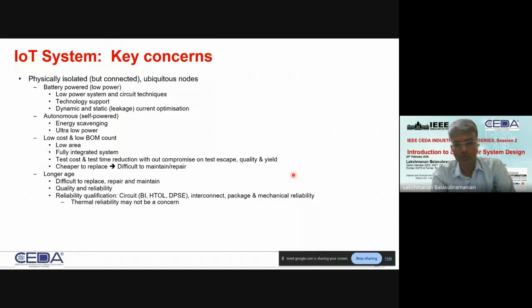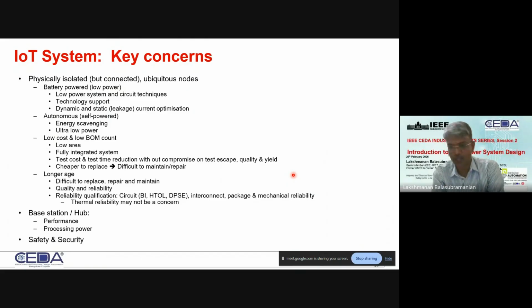Of course, there are things about quality, reliability, and stuff like that. And whenever additional things are happening, all of this has to be tested, so the complexity of testing increases. Again, that's not a focus of our topic today. In addition, this is all about the end equipments. Of course, there is a base station and hub, which we will not get into in today's discussion. And there are also safety and security aspects for both the base station and these IoT end equipment systems. Again, those details we will not get into today.